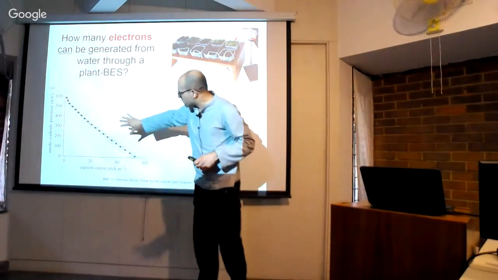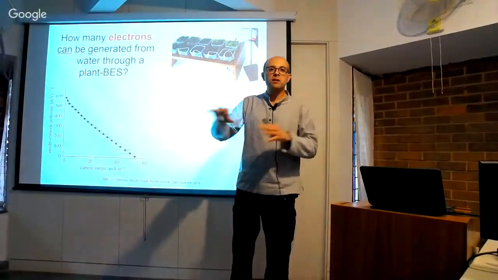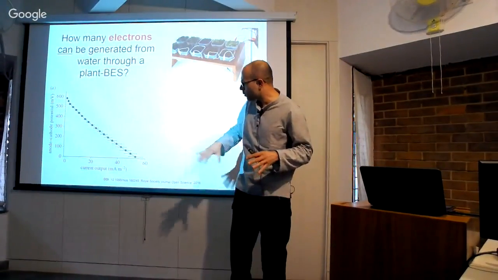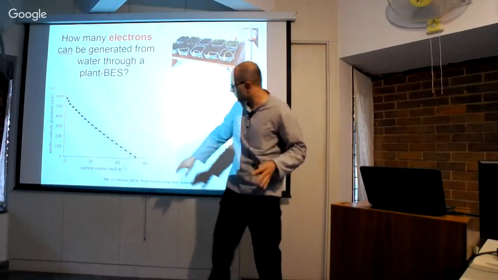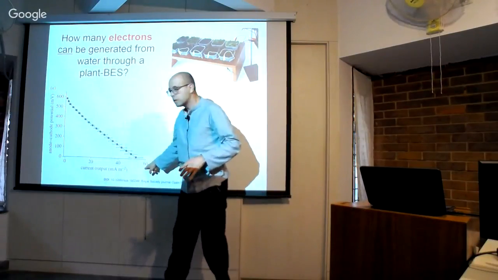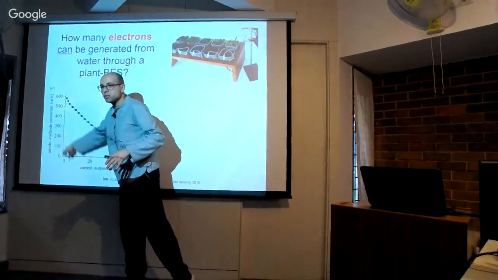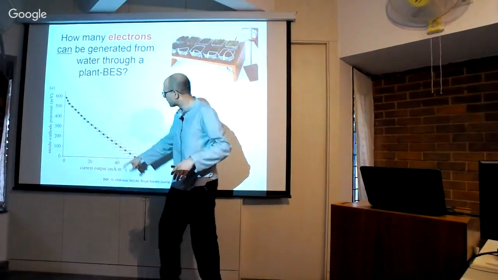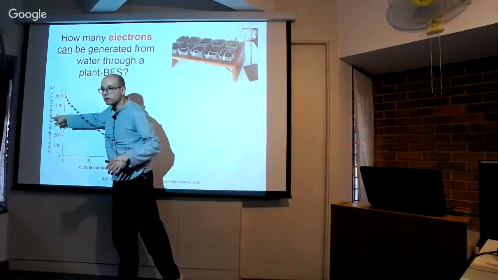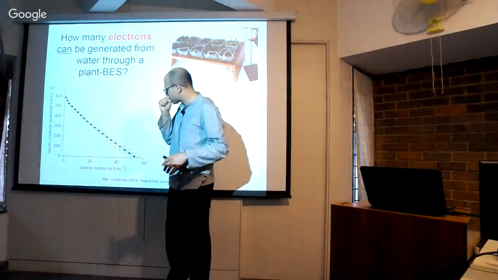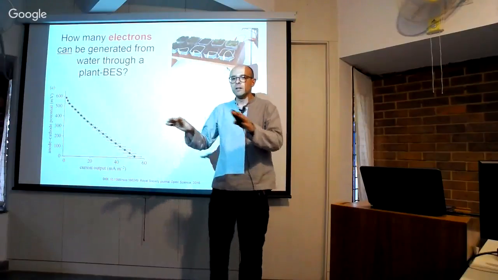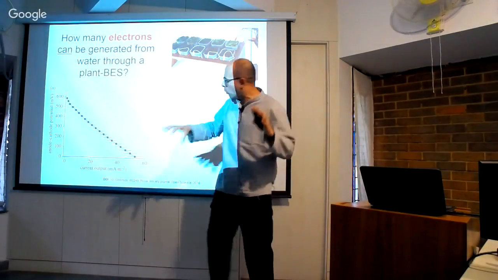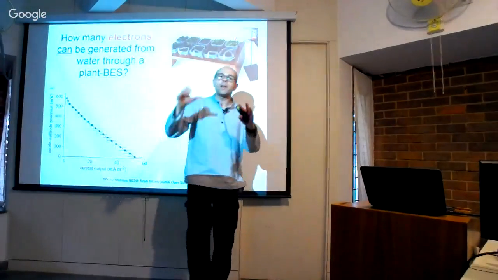So this graph is actually called a polarization curve. In this graph, we are plotting current versus potential. Current is in milliamps and potential in millivolts. I don't want to stress you too much about this graph, but just to explain what this line is telling you.